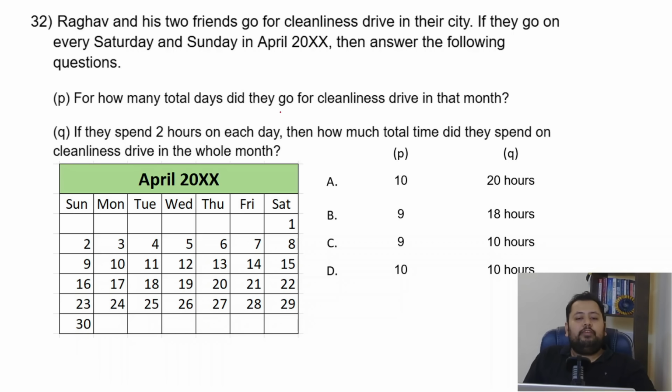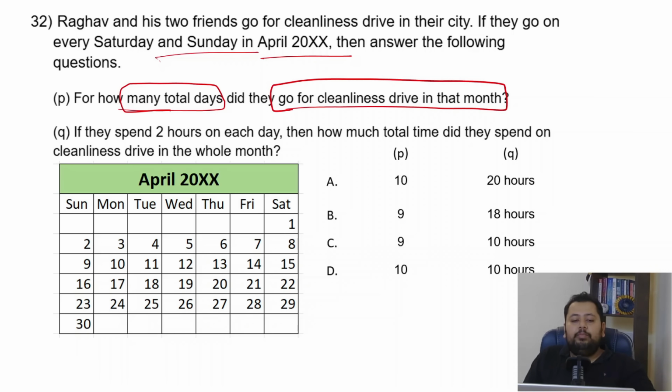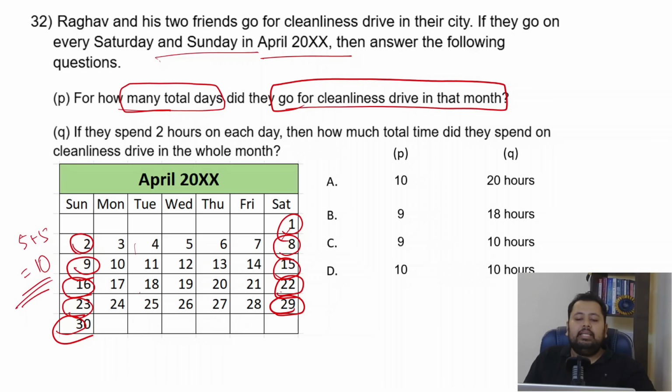Great. So first of all, find out how many Saturdays and Sundays there are, so that you will find out the total days they go for the cleanliness drive in that month. So how many Saturdays are there? There are one, two, three, four, five. How many Sundays are there? One, two, three, four, five. So there are 5 plus 5, that is 10 Saturdays and Sundays.